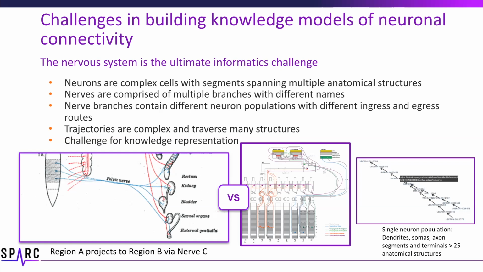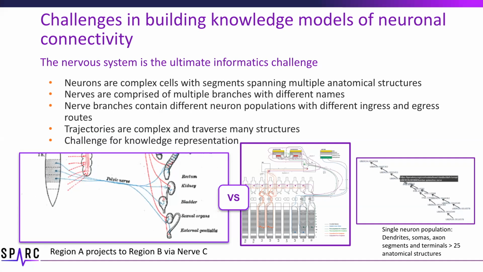And why has it been so difficult to create knowledge bases for neuronal connectivity? Well, most of the knowledge models that we have assume that a cell is a cuboid thing that exists in one anatomical compartment and no others. But in fact, we know that neurons are complex cells with segments that span multiple anatomical structures. The nerves themselves are not single entities, but there are multiple branches with different names, and different neuron populations travel through one or more of these branches. They have different ingress and egress routes, right? So nerves are not considered coextensive with neuron populations. They rather provide the conduit through which these neuron populations traverse.